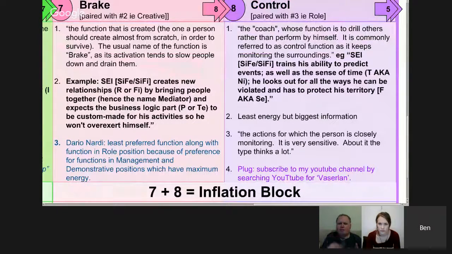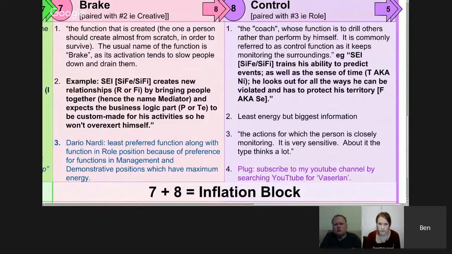Right, the coach whose function it is to drill others rather than perform by himself. It is commonly referred to as the control function, keeps monitoring the surroundings. Least energy but biggest information. The actions for which the person is closely monitoring, it is very sensitive, about it the type thinks a lot. So the idea is that the ISTP has a lot of information for TE type things, and they can train up the ENFJ.